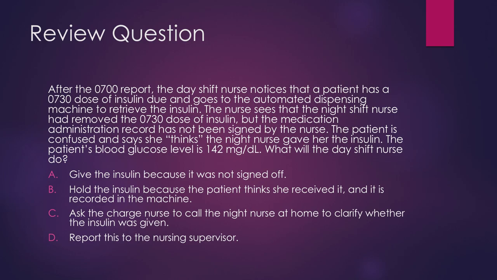After the 0700 report, the day shift nurse notices that a patient has a 0730 dose of insulin due and goes to the automated dispensing machine, otherwise known as the Pyxis, to retrieve the insulin. The nurse sees that the night shift nurse had removed the 0730 dose of insulin, but the medication administration record has not been signed by the nurse. The night shift nurse didn't scan it. The patient's confused and says, "Well, I think that nurse gave me the insulin. The glucose level is 142." What do you do as the day shift nurse?